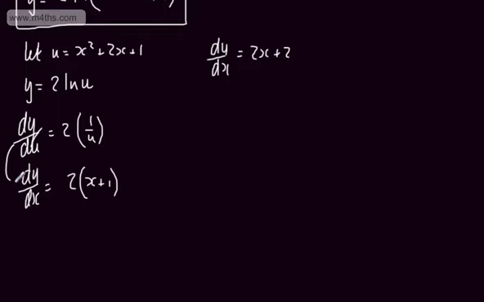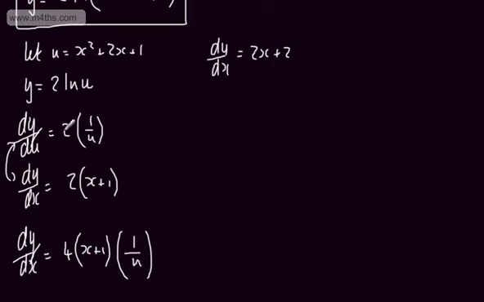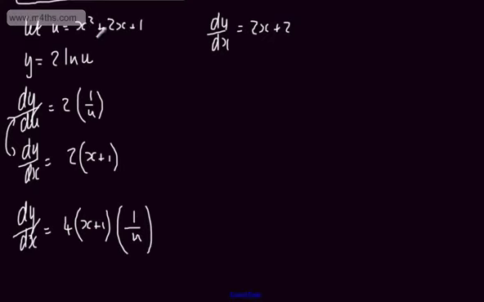If we put these two together, remember that dy/dx is dy/du multiplied by du/dx. So dy/dx will be equal now to 4, and then we're going to have the quantity x plus 1, and then we're going to multiply this by 1 over u. So just multiply these, but we know that u is equal to x squared plus 2x plus 1.